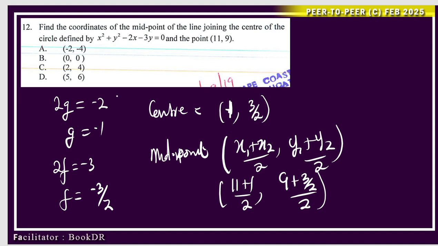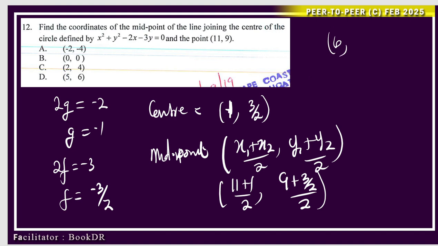Find the coordinate of the midpoint of the line joining the center of the circle and the point 11, 9. So let's see, 2j is equal to -2, and then our j is equal to -1, correct. So 2f is equal to -3, and our f is equal to -3 over 2. So the center is 1, 3/2. By the midpoint rule, we just add the x coordinates and divide by 2. So we have 1 plus 11 over 2, and that should give us 6. We don't have 6 among the options, so I can rule out that the answer is there.